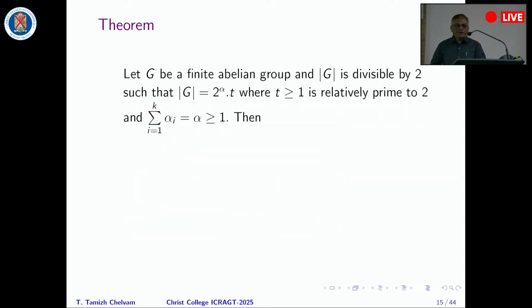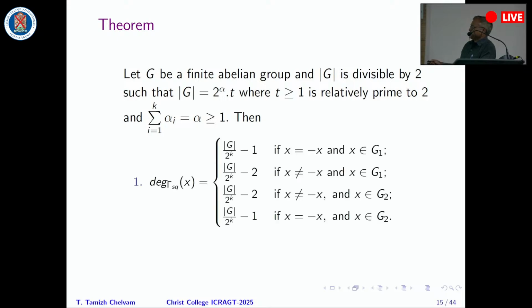And we have divided the further properties into two cases: one is order of G even, another is order of G odd. When the order of G is even, naturally the order is divisible by 2. In that case, let me take the order of G as 2 to the power alpha times T, where T must be relatively prime to 2. Then let me take the partition of alpha, that is, the sum over I equal to 1 to k of alpha I, which equals alpha. Then the entire thing depends upon this k, the number of partitions.